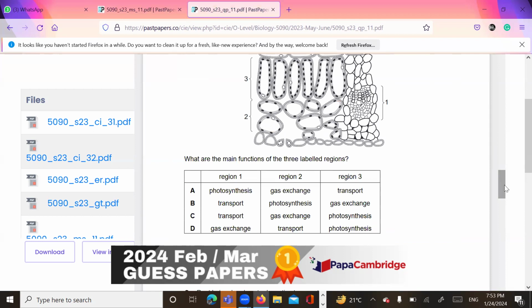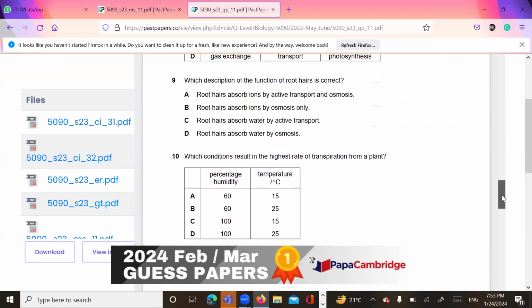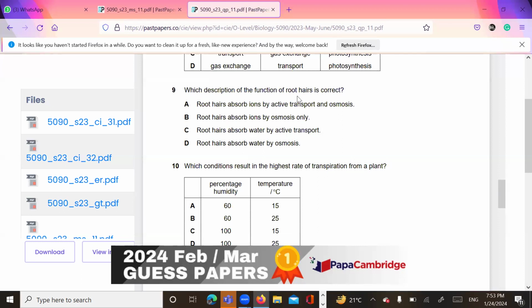Moving towards the next question. Which description of the function of root hairs is correct? Root hairs absorb ions by active transport and osmosis only, not only by active transport and osmosis. Diffusion is also the method in which you can absorb ions. Root hairs absorb ions by osmosis only?